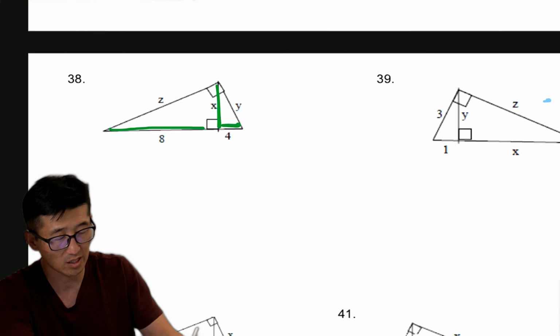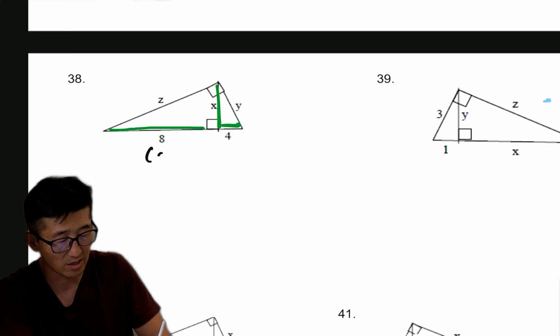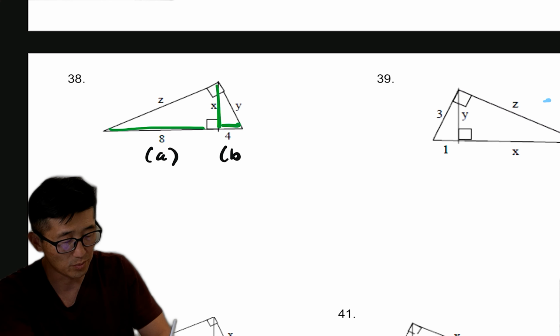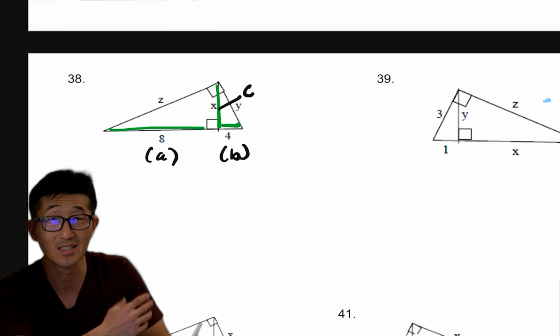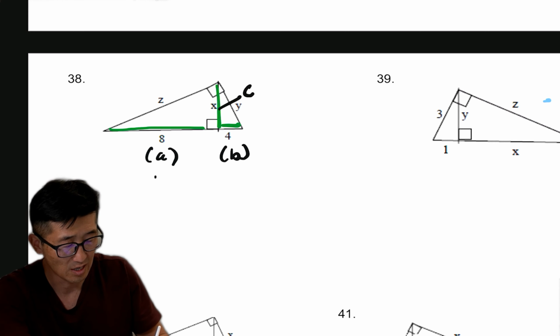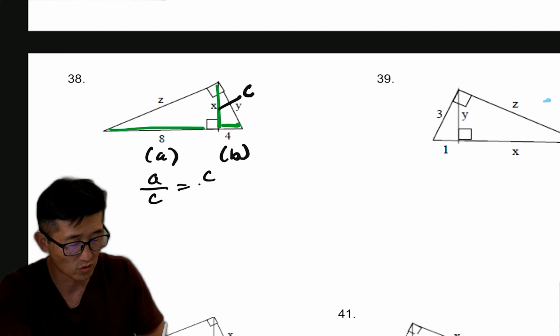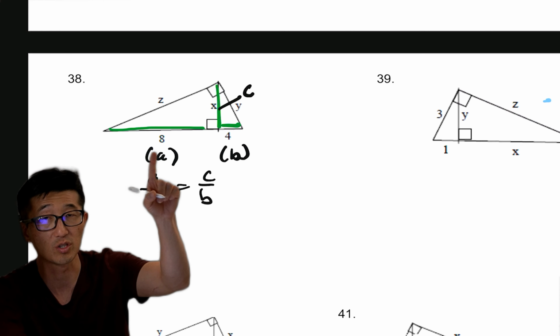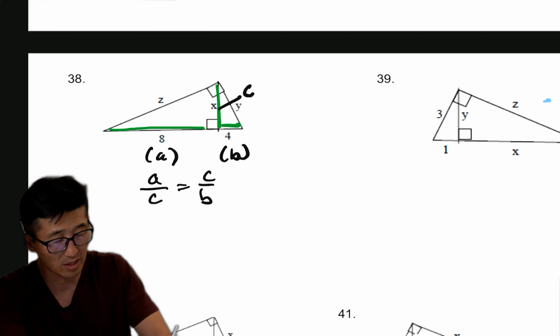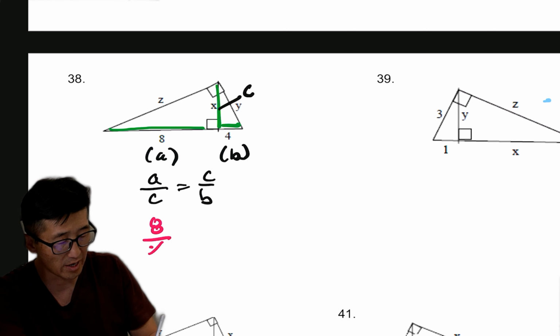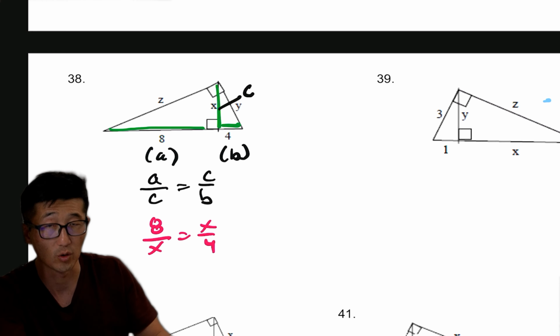So this is like the letter A, this is like the letter B, and this right here is like the letter C. So you're just going to write it out like that. A over C equals C over B. If you put the actual dimensions in there, you'll write it like this: 8 over X equals X over 4. And then you just solve it.